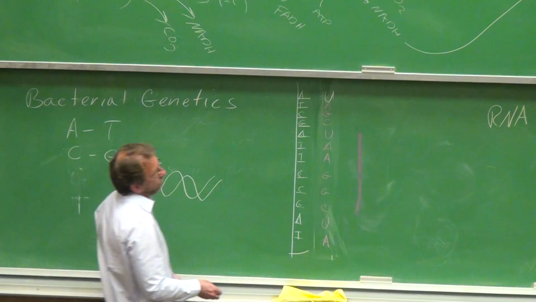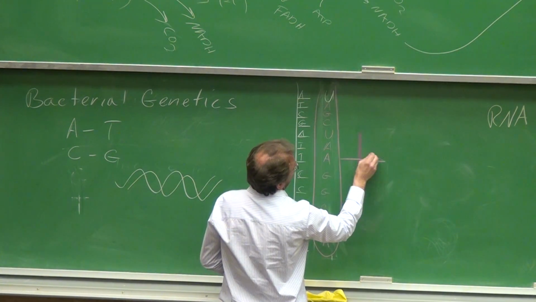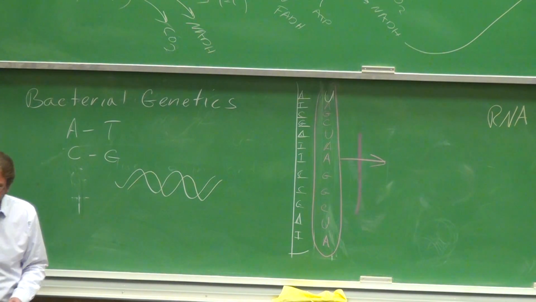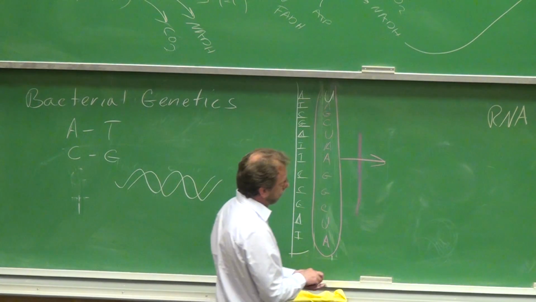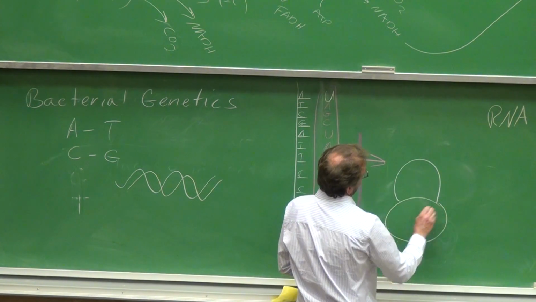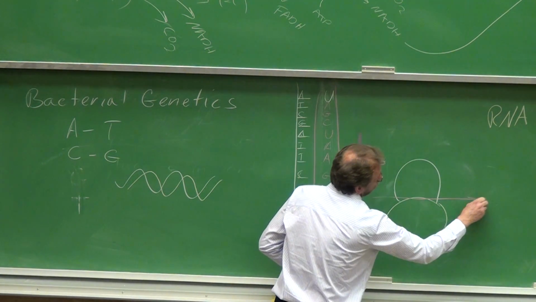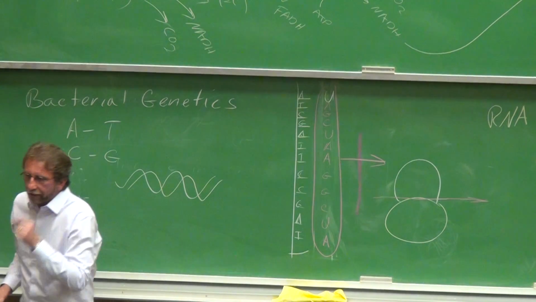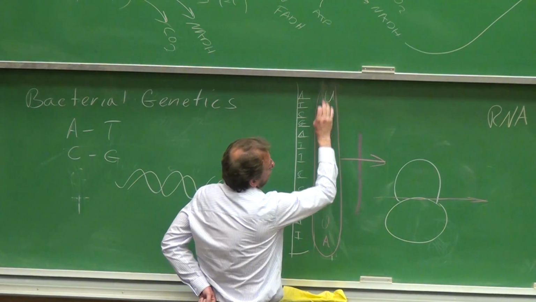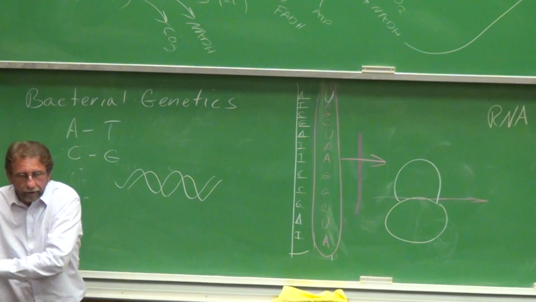Now this RNA molecule will leave the nucleus, make its way out into the cytoplasm of the cell, where it will hook up with a ribosome, and as it moves through this ribosome, it'll be translated. What does it mean to be translated? It means that this sequence here will be converted to an amino acid sequence.